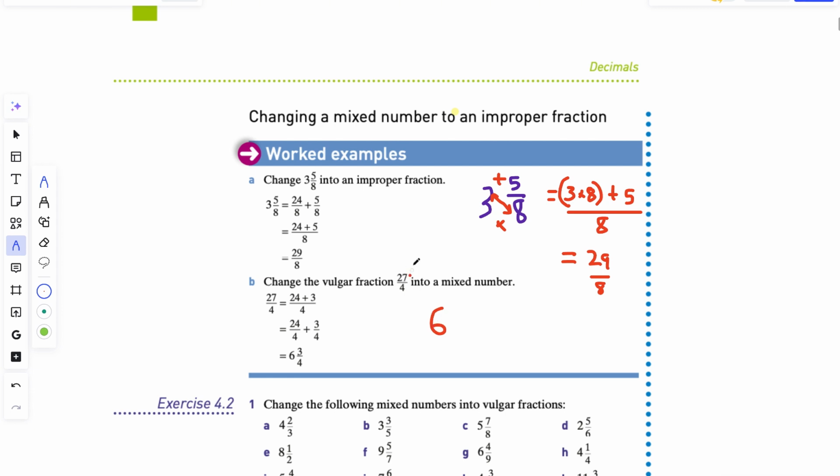Because if you say 4 times 7, that would be 28, bigger than the number itself. So we cannot use 4 times 7. So we cannot write 7 as the whole number. So we say the lesser one. 4 times 6 is 24. You remember if you say 4 multiplied by 6, you get 24.